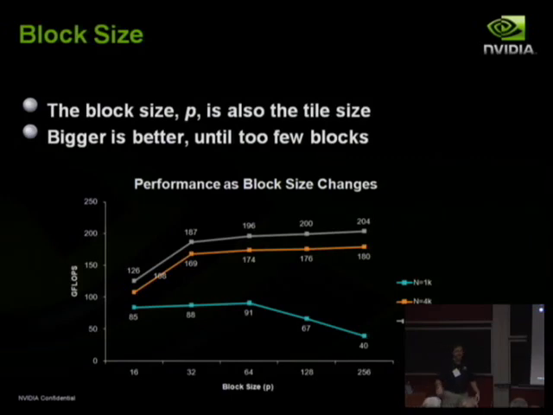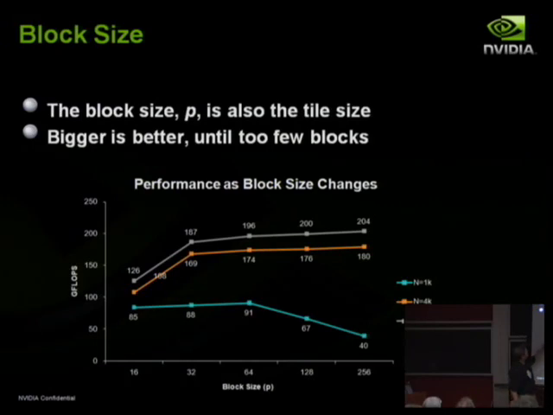I looked at block size. This is how big the tiles are, or how big the block is. I started artificially low, at 16. So I don't have 32 threads, and it wants to run 32 threads together, so I'm only getting half the machine utilization. And you can see it goes up significantly, at least for these two, by actually filling up a warp.